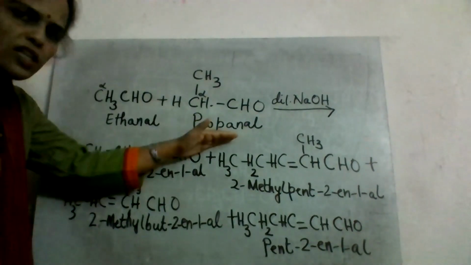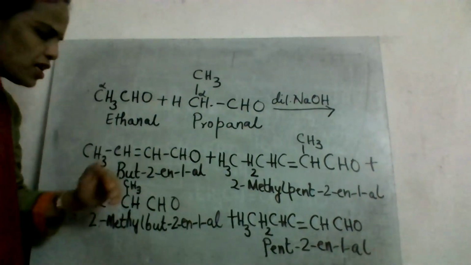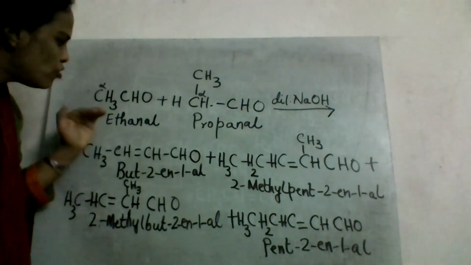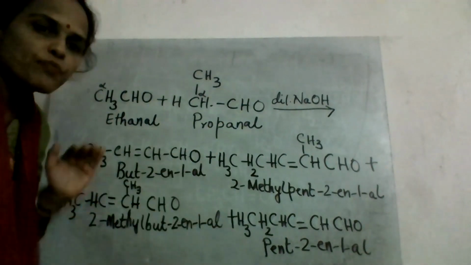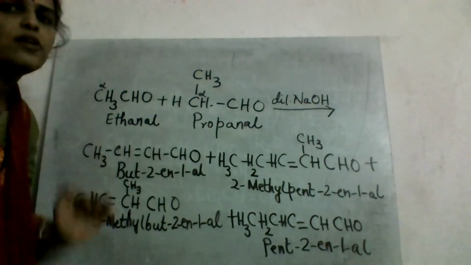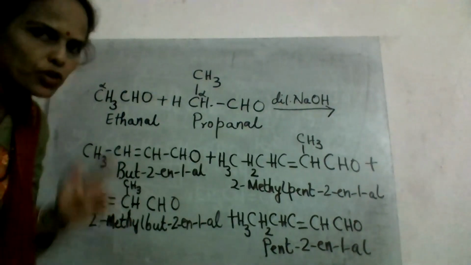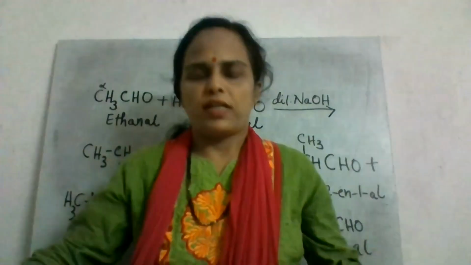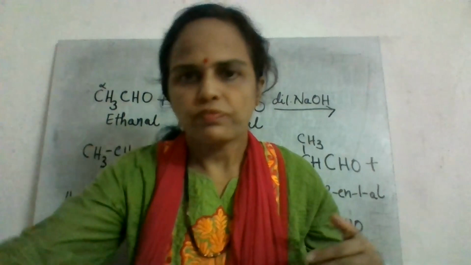One molecule of ethanal and one molecule of propanal will give 2-methyl-but-2-en-1-al. And one molecule of propanal and one molecule of ethanal will give you pent-2-en-1-al. This is how you'll answer the question related to aldol condensation products.